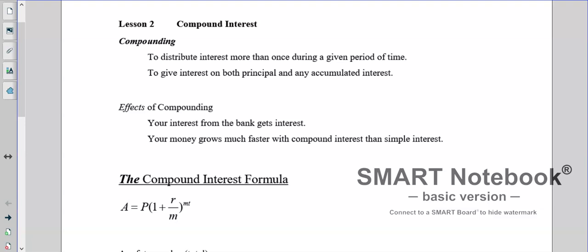All right, so lesson 2, compound interest. So to distribute interest more than once during a given period of time, blah, blah, blah. What this basically means is we had a formula for simple interest, and technically there's a long way of doing it. The long way would have been on the first problem for the first unit.